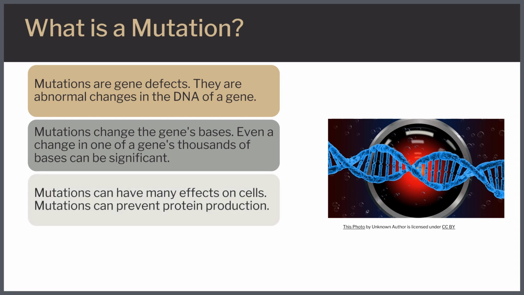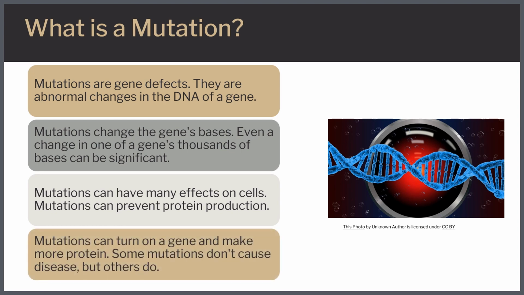A mutation can affect the cell in many ways. Some mutations stop a protein from being made at all. Some mutations may cause a gene to be turned on and make more of the protein than usual. Some mutations don't have a noticeable effect, but others may lead to a disease.